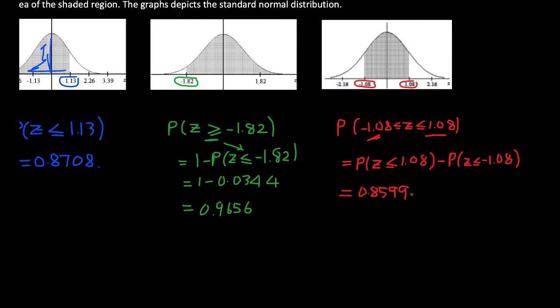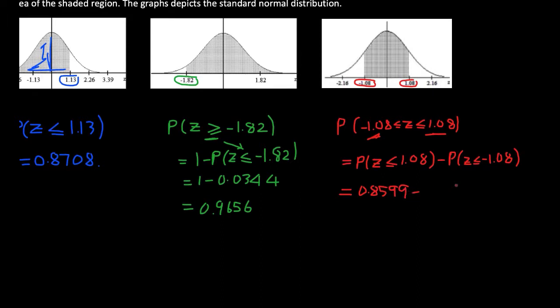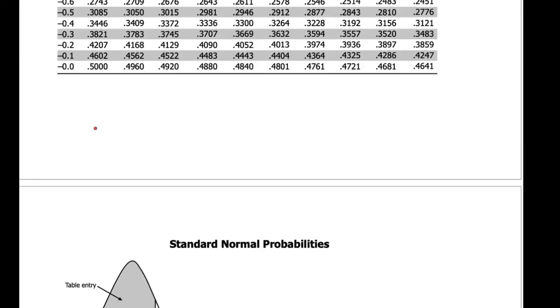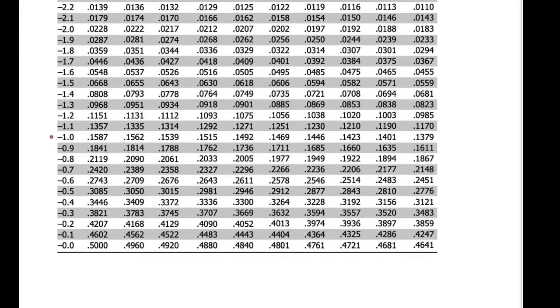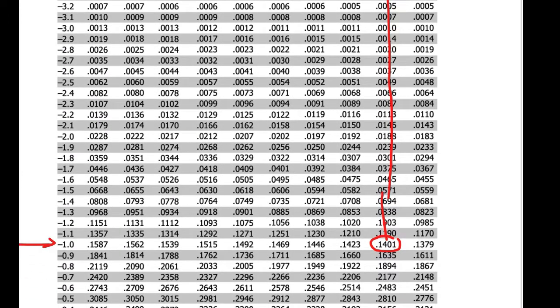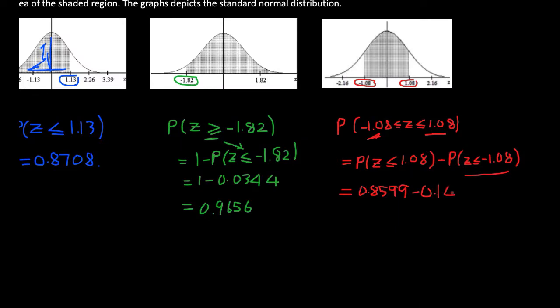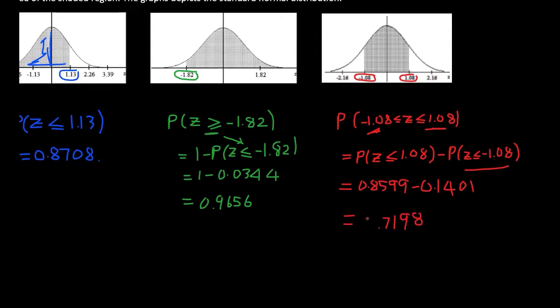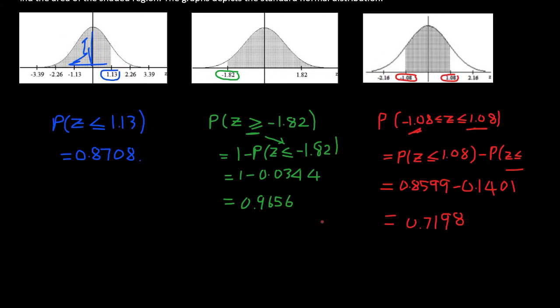0.8599 minus the next one, z less than or equal to negative 1.08. Negative 1.08, here negative 1.0, and this is 0.08. Therefore, the probability is 0.1401. So this equals 0.7198.